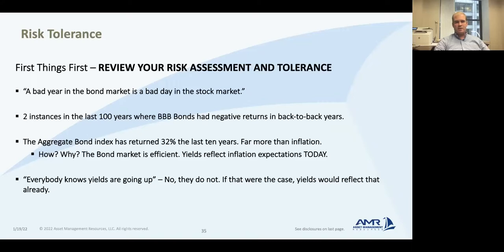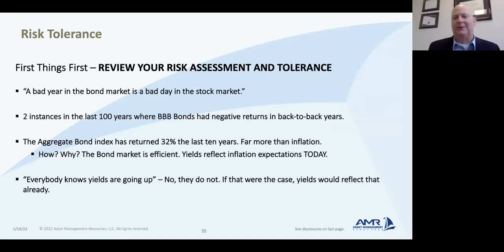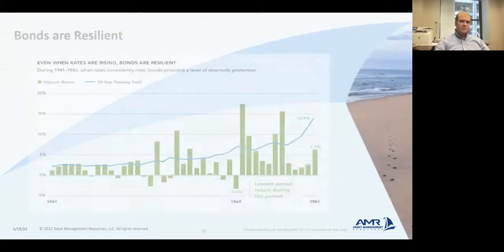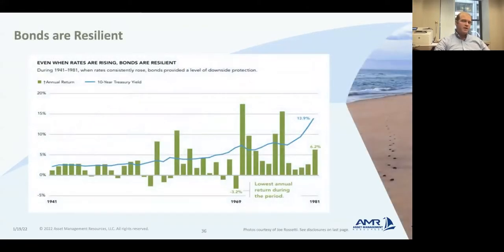There are 2 instances in the last 100 years where triple B bonds have had negative returns in back-to-back years. So we had a negative year in 2021. That means it's about a 2% chance, if you believe the historical data, that it'll happen again this year. There's a chance. Past performance is not necessarily indicative of future returns, right? You can make the argument that it's more likely because there's a little bit more inflation and yields are low. But that's just some food for thought to keep in mind.